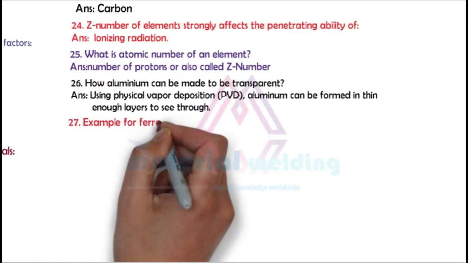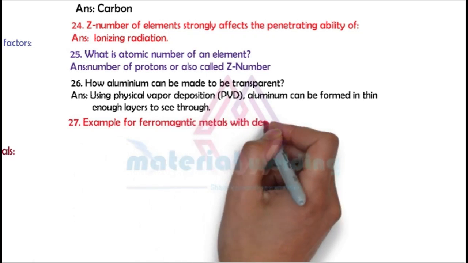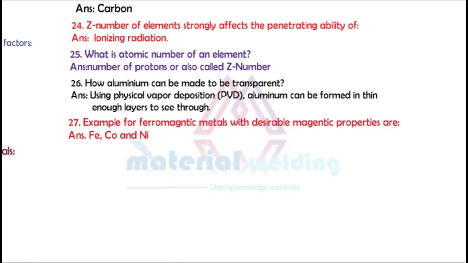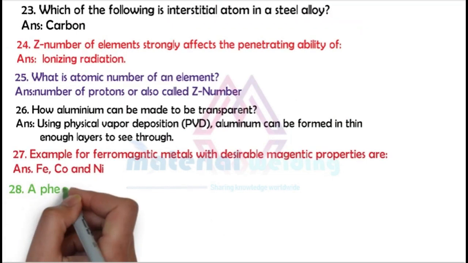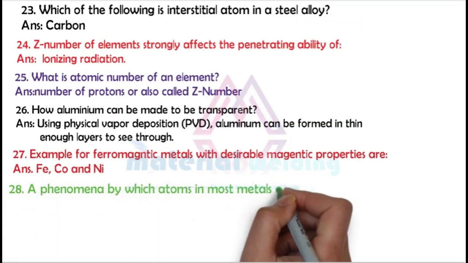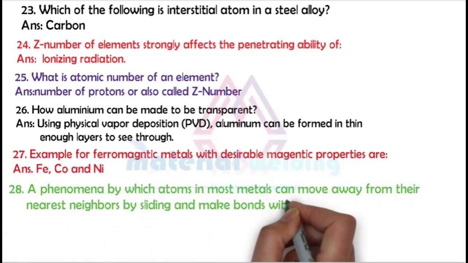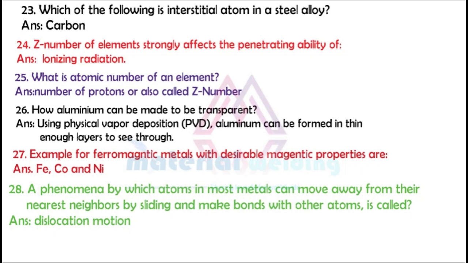Give the example of ferromagnetic metals with desirable magnetic properties. So answer is iron, cobalt and nickel. A phenomenon by which atoms in most metals can move away from their nearest neighbor by sliding and make bond with other atoms is called dislocation motion.